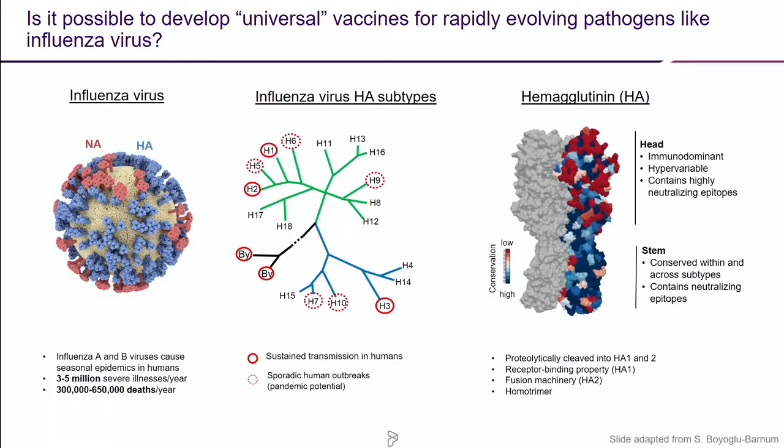But the threat of pandemic outbreaks from some of these other more exotic flu viruses is really something that's motivating the design of vaccines that induce broad immunity. So the major antigen on flu is hemagglutinin, again, the fusion protein, and it has these two regions, this head domain and the stem domain down at the bottom. So the head is the immunodominant region. Current vaccines mostly induce antibodies against the head, and those neutralize the virus by blocking attachment to the receptor on the host cell.